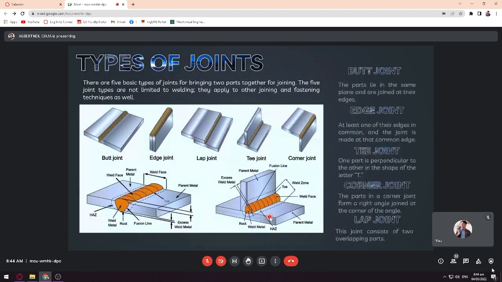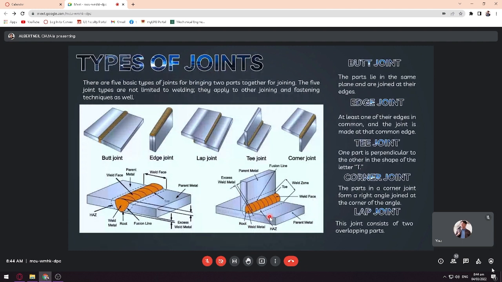So for the type of joints, we have 5. The butt joint, edge, lap, T, and the corner joint. So kapag butt joint, ang gina-join natin, yung dalawang end ng metals natin, doon natin siya i-weld. So ito yun, itong part na to. Butt joint yung tawag dito.